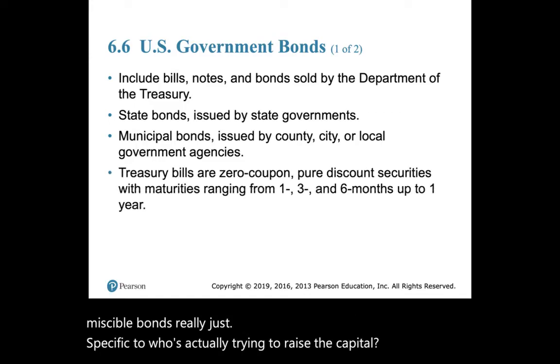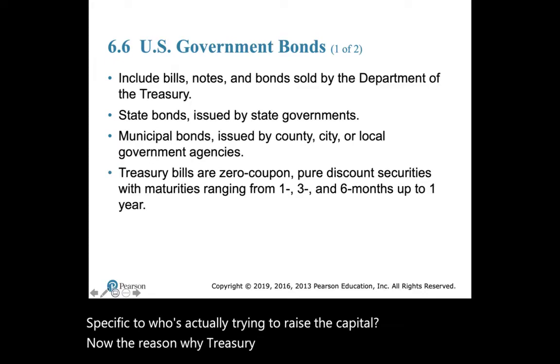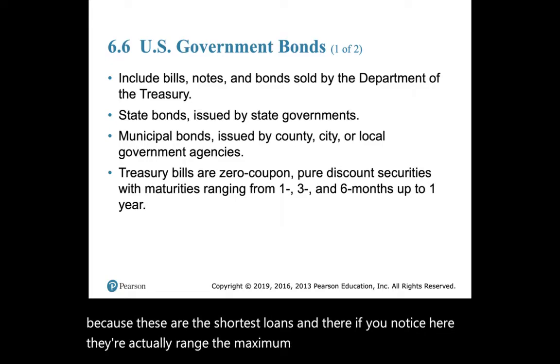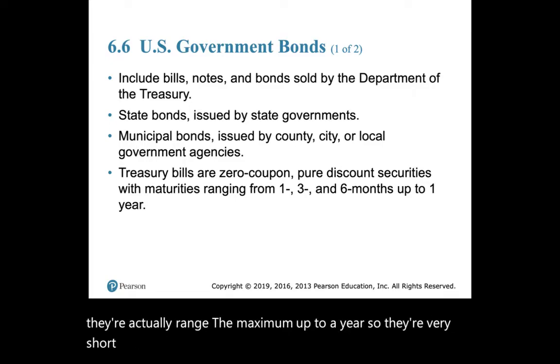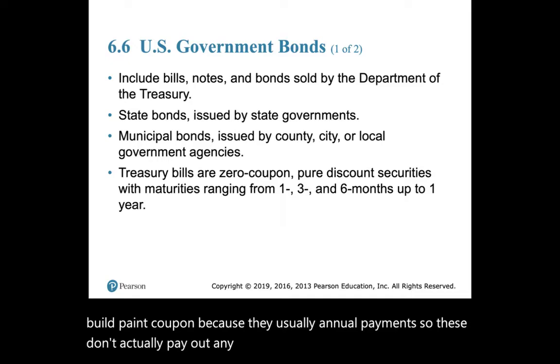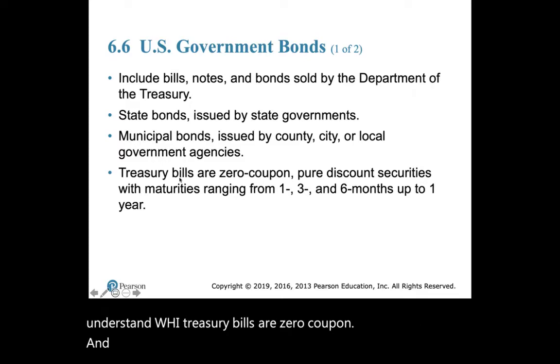Now, the reason why treasury bills are considered zero coupon is because these are the shortest loans. If you notice here, they range up to a maximum of a year, so they're very short-term loans. If you think about it, you can't have a bill paying a coupon because those are usually annual payments, so these don't actually pay out any payments. So it's good to understand why treasury bills are zero coupon. And again, the bill signifies the length of the investment, which is very much short term.